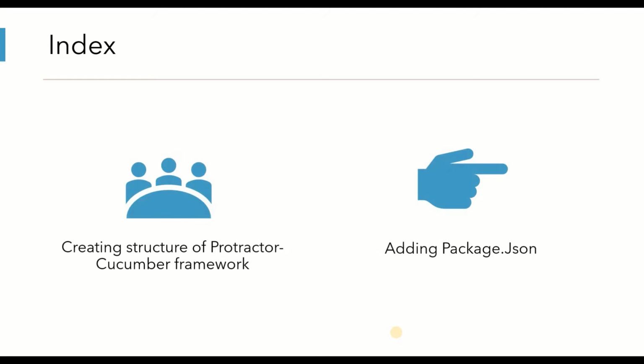So guys, now let's have a look at what we are going to cover in this video. We are going to create a structure of the Protractor Cucumber framework, and we are going to add a package.json file. We are also going to understand why we need the package.json file. So let's just open the folder.